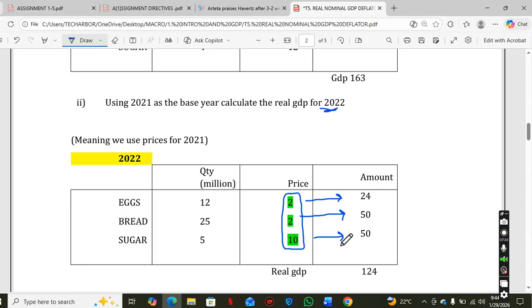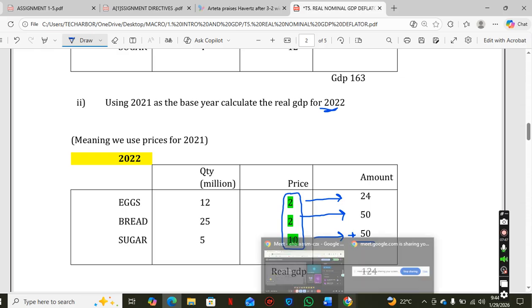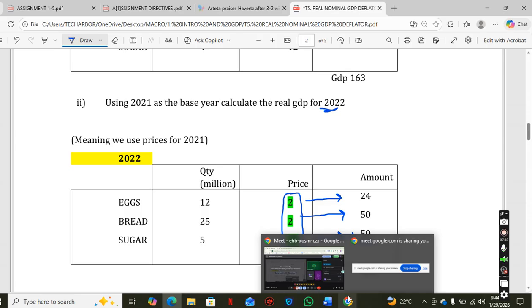Okay. Thank you. Sir, by doing this, it means you have accounted for inflation. Yes. You don't believe it? I do, sir, because we have used the prices for 2021 for this year. So it's been accounted for.